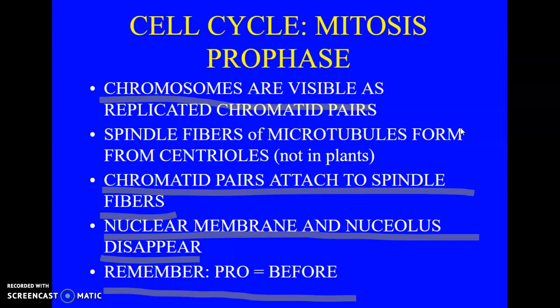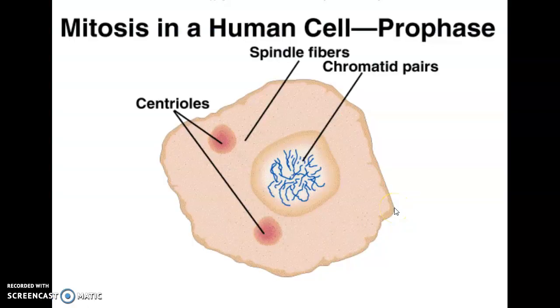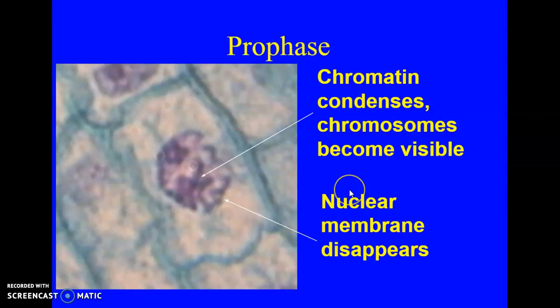I often say this is like a square dance. What are you going to do if you have a square dance in your house or your barn? First, you got to get everything out of the way. So we're getting the nuclear membrane broken down. The nucleolus disappears. And remember, pro means first or before. So here we have the spindle fibers forming here at the centrioles. And here it is in a plant.